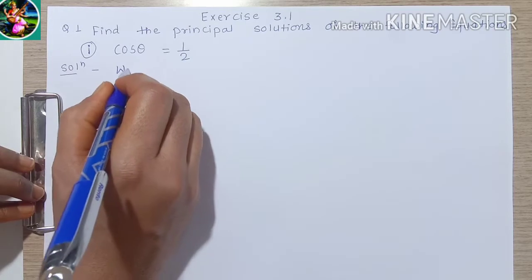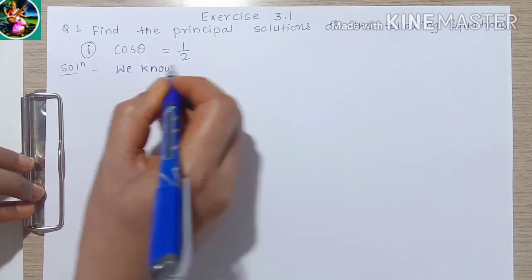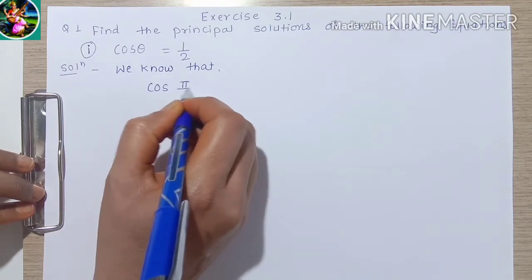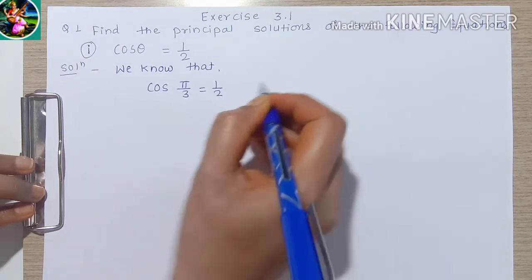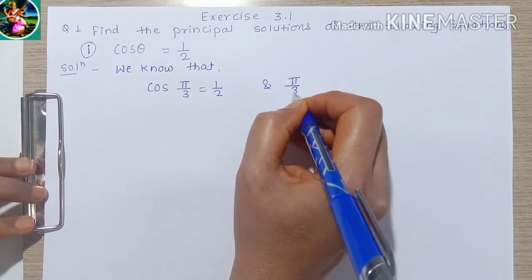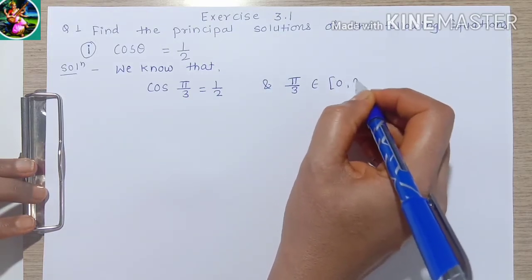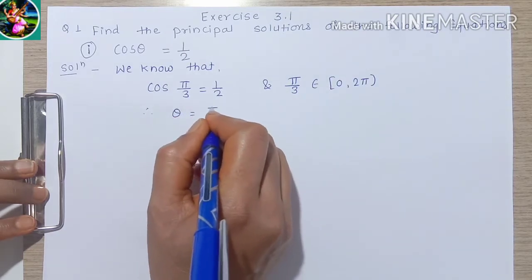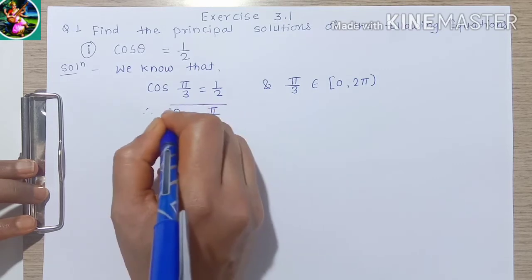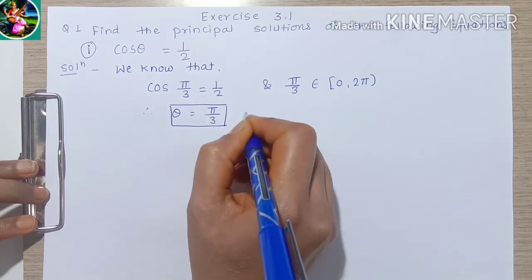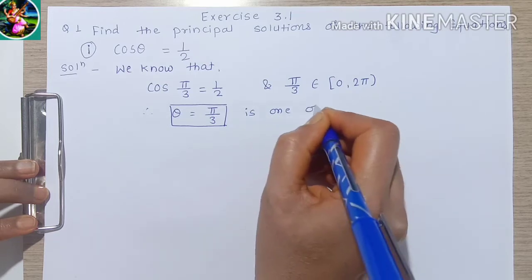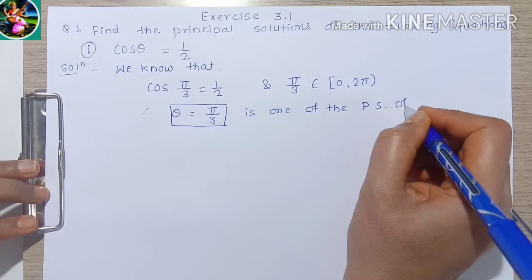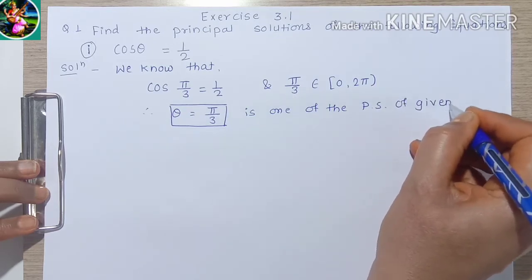We know that cos of pi by 3 is equal to 1 upon 2, and pi by 3 belongs to 0 to 2 pi. Therefore, theta is equal to pi by 3 is one of the principal solutions of the given trigonometric equation.